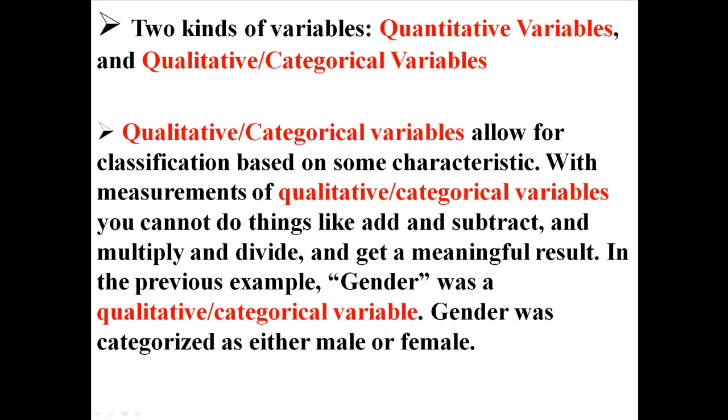Now, qualitative variables or categorical variables allow for the classification based on some characteristic. With measurements of qualitative variables, you cannot do things like add and subtract or multiply and divide and get a meaningful result. Like for example, gender is a qualitative variable, gender being male or female. You cannot add or subtract from either of those things and say male is 2 more than female or something like that, because it wouldn't make any sense.